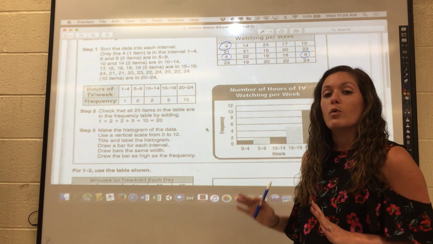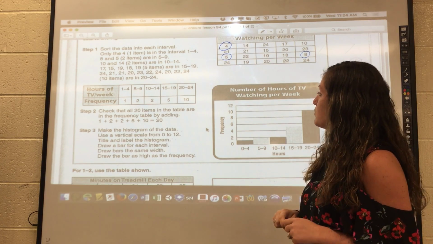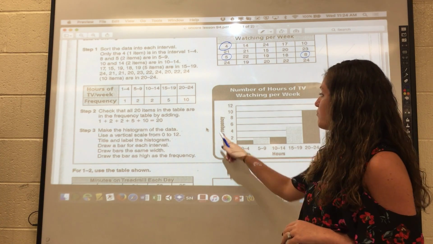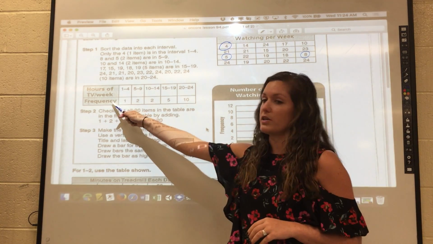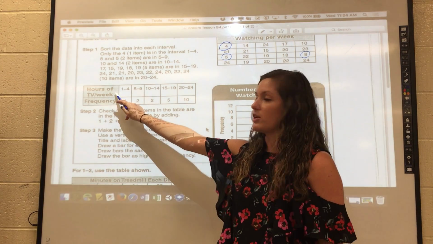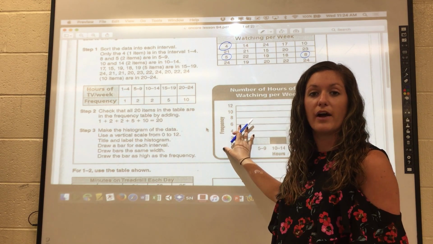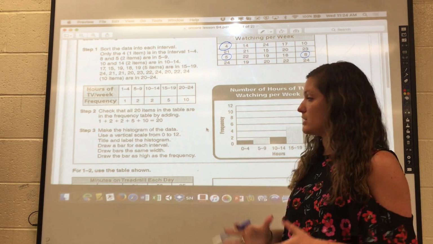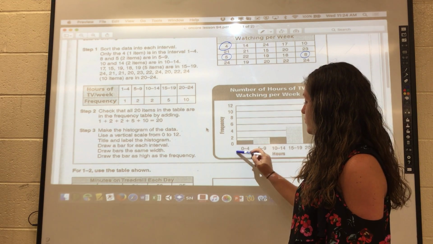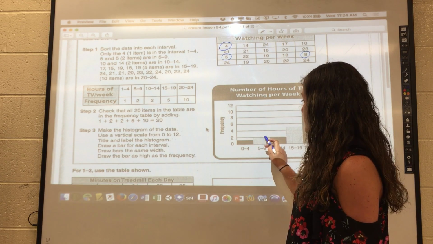You can see that it's always going to be labeled. On the top, they have the same label as our table, which is number of hours of TV watching per week. And on the bottom, they have frequency, how many times it's occurring, much like our frequency table here. And they have hours, much like our frequency table again. We're just translating this into what looks like a bar graph, but it's actually called a histogram since it's the intervals. We shade up to 1 to represent that for 1 to 4, only 1 time it's occurring. 5 to 9, we're jumping up to 2.